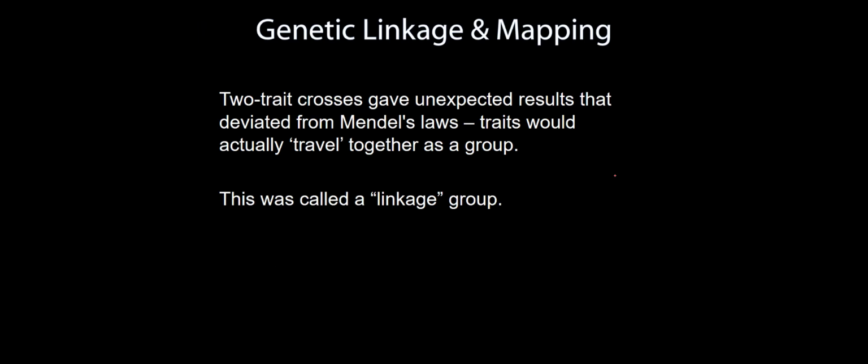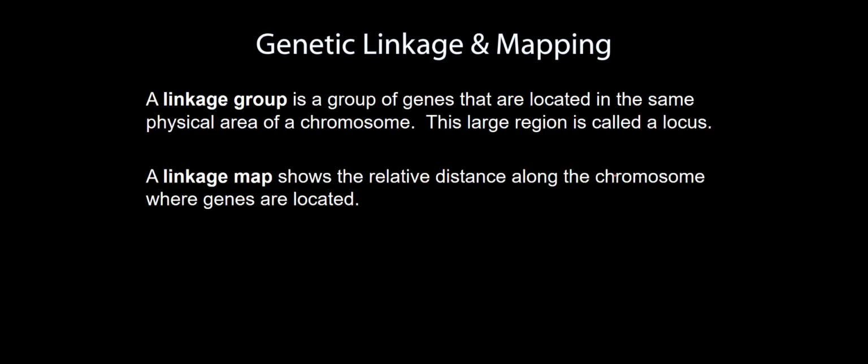All right, now let's think about 2 traits. So 2 trait crosses also gave unexpected results that deviated from Mendel's laws when Morgan did them. So traits would actually travel together as a group, and so we can call this a linkage group. So a linkage group is a group of genes that are located in the same physical area of a chromosome. This large region we call a locus. And a linkage map shows the relative distance along the chromosome where the genes are located.